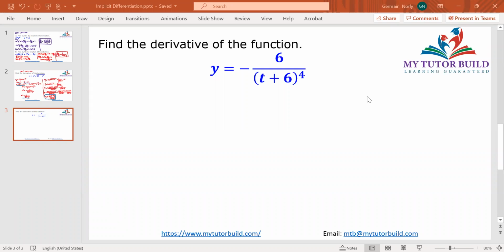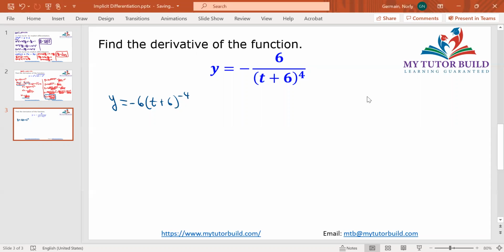Hello everyone, in this short video we're going to find the derivative of a function that includes a denominator. So this is not really a rational function. We cannot call this one a rational function because in the numerator we have only a constant. So we can rewrite our function in this format: minus 6 times (t plus 6) to the power negative 4.